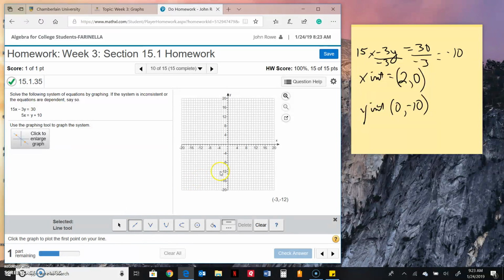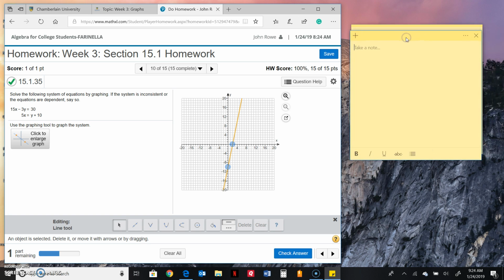Let's plot a line. X is equal to 2, y is equal to 0. There's our first one. And if x is equal to 0, y is equal to negative 10. 0 comma negative 10. There's our second plot point there. Now, we need to do the same thing for the other equation.